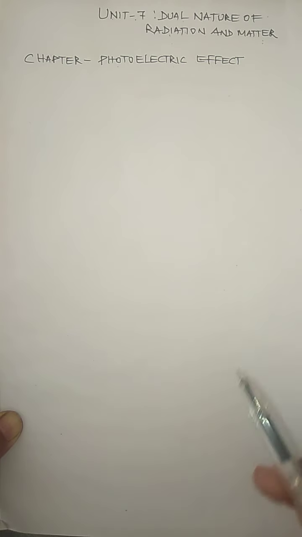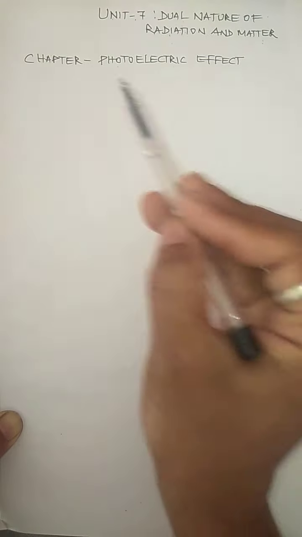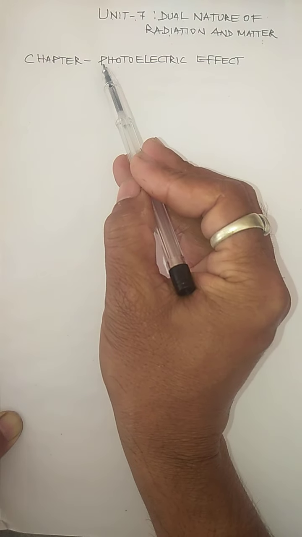And the concept of photon is explained in detail by the chapter called photoelectric effect. That's why photoelectric effect is one of the phenomena that give you the idea that light also has particle nature, other than wave nature. And this chapter is conceptually based on the particle nature of light.